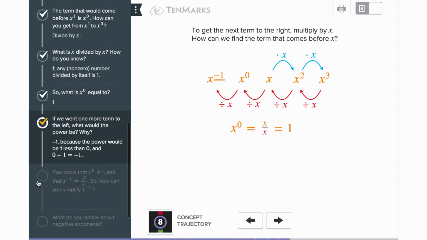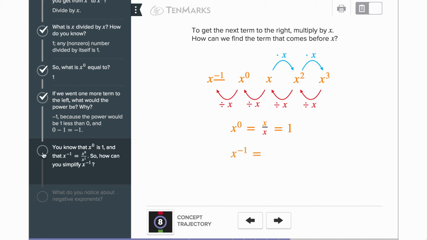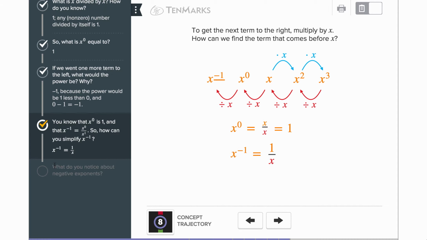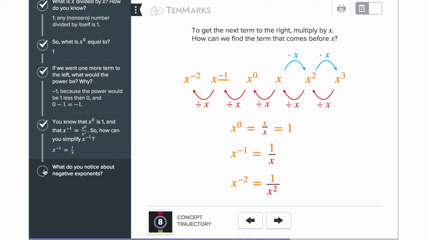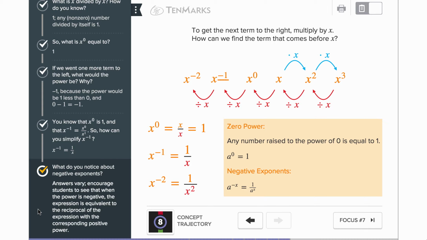Here in this example of 8EE1, Focus 6, we are explaining why any number to the 0 power is equal to 1, which is a difficult concept for many students to understand. This addresses the misconception that x to the 0 power equals 0.